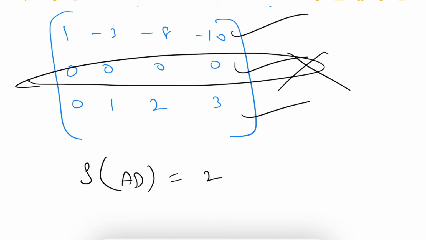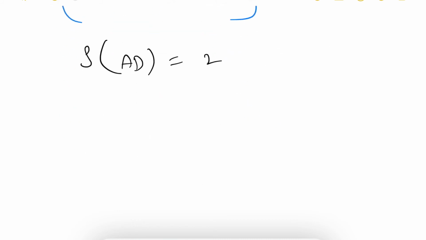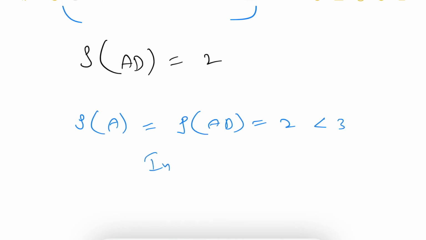So if the rank of matrix A exactly equals to rank of augmented matrix, which is 2, but this 2 is less than 3, so it will be having infinite solutions.